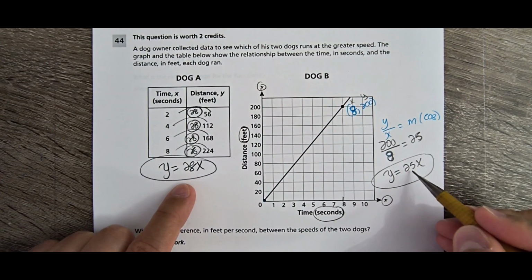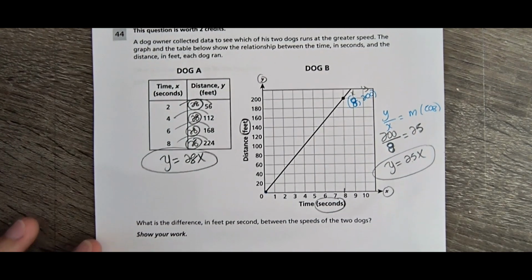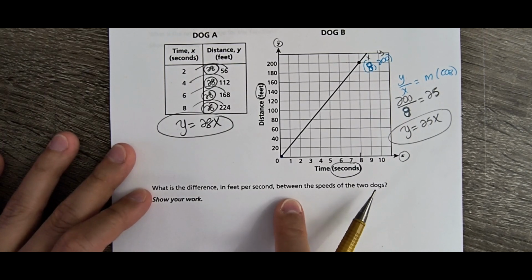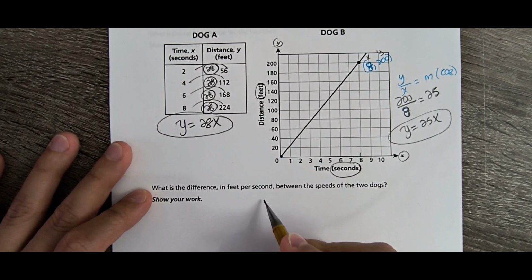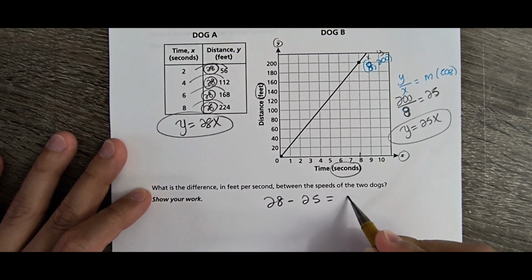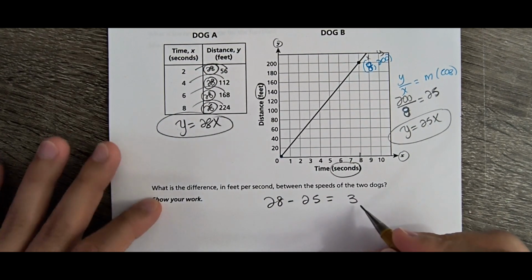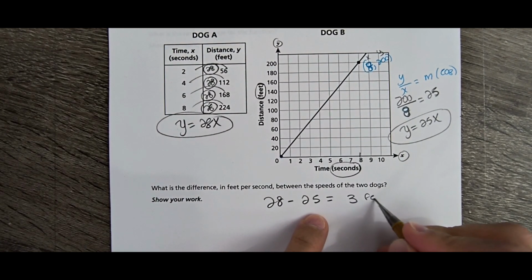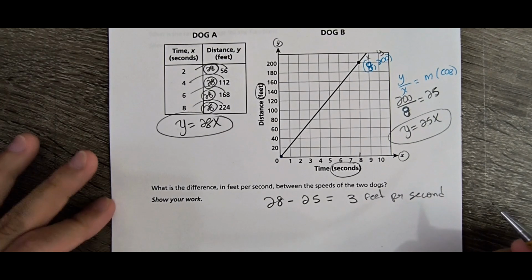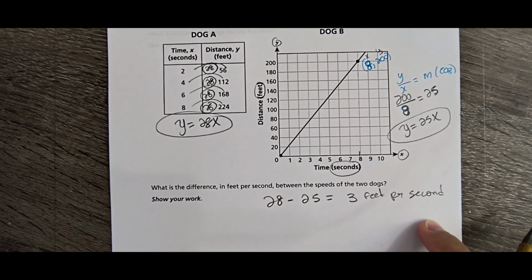If I am asked to find the difference between these two dogs, all I have to do is find the difference. 28 minus 25 will be equal to 3. The difference would be 3 feet per second between the speed of the two dogs. That is the answer for this question. 3 feet per second. Let's move on.